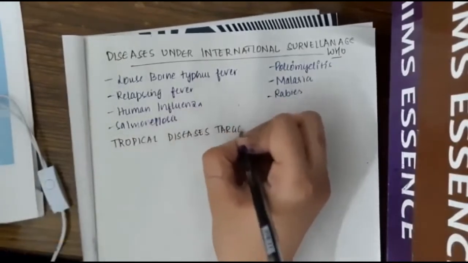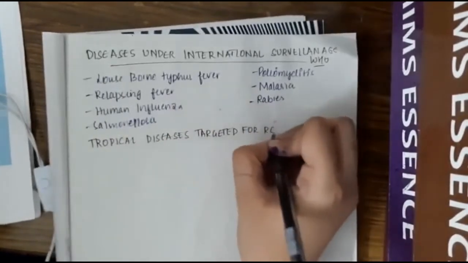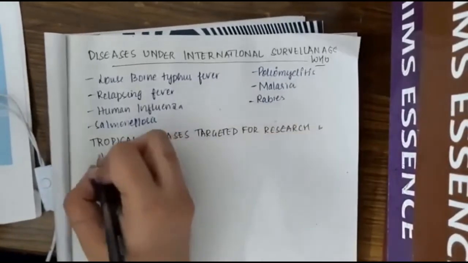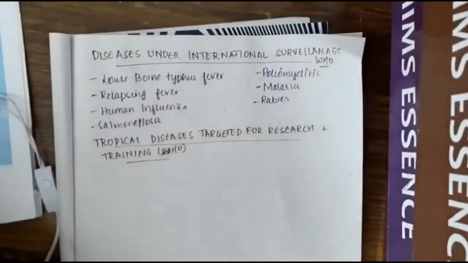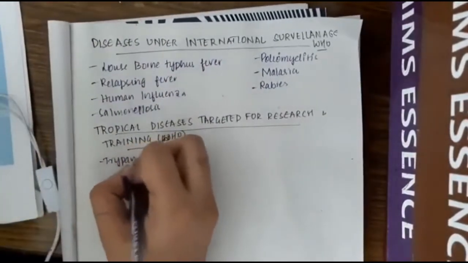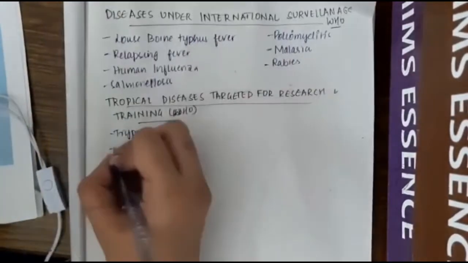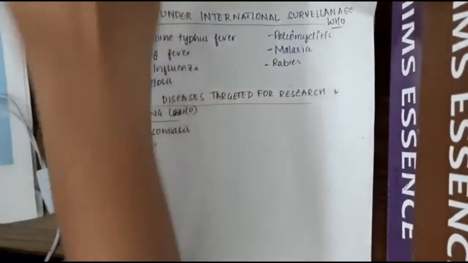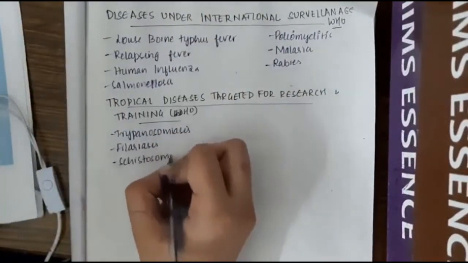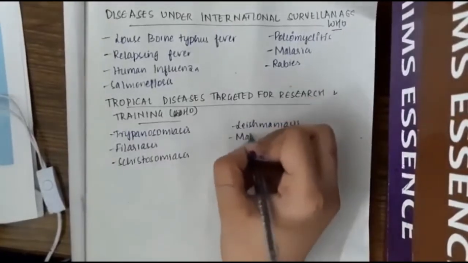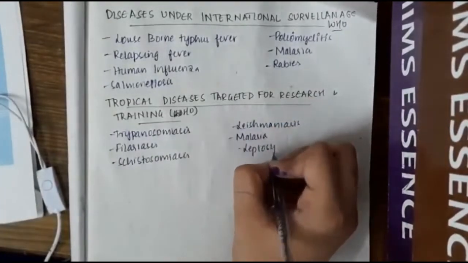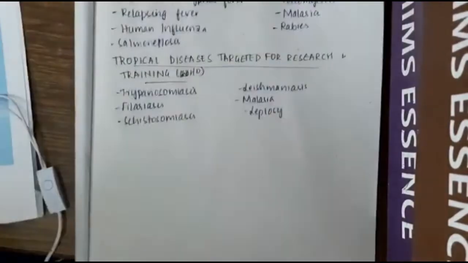Now, tropical diseases targeted for research and training. Tropical diseases targeted for research and training include trypanosomiasis. All these are tropical diseases. So these are the diseases which are vector borne, like trypanosomiasis, filariasis, schistosomiasis, leishmaniasis, malaria and leprosy.